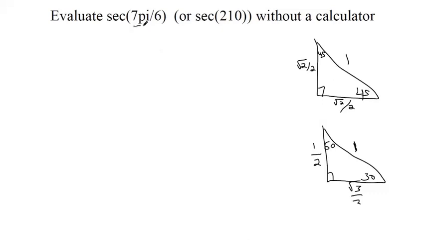Before we get too far, 7 pi over 6, that's the same thing as 210. That's why I said one or the other. If you need help with that, you'll want to search up a video titled Convert from Radians to Degrees or something like that.